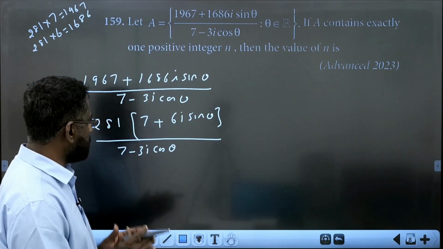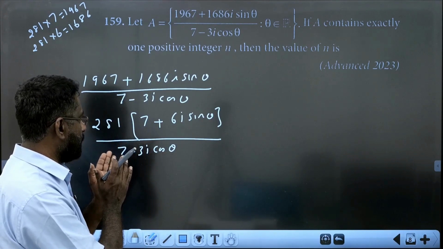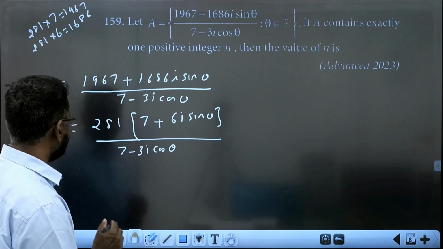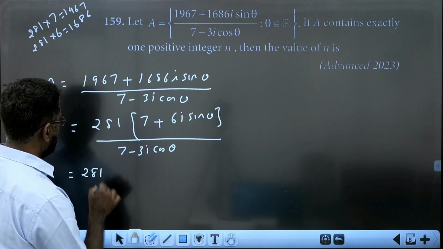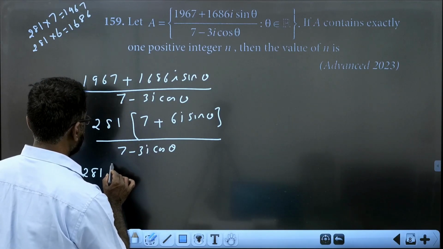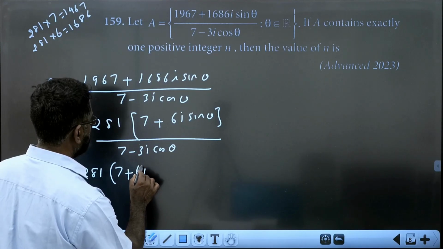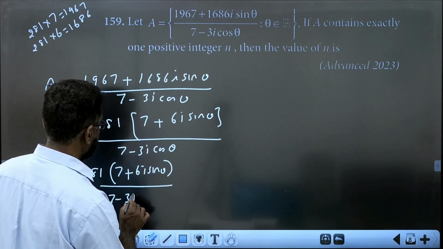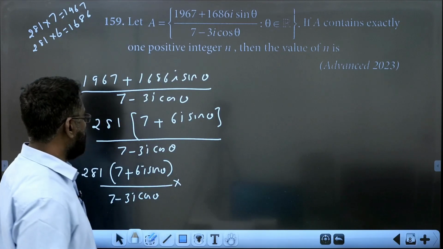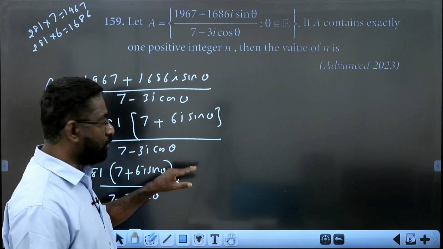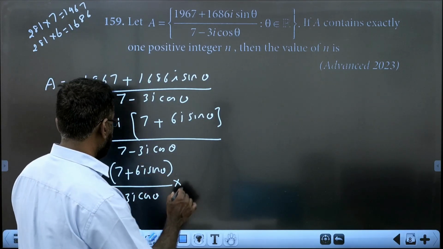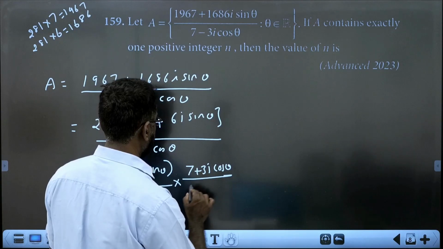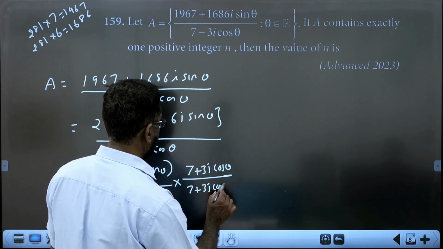In the next step, we have to split this into two terms, the real term and the imaginary term, because it is a complex number in the p plus iq form. A equals 281 into (7 plus 6i sin theta) divided by (7 minus 3i cos theta). Multiply the numerator and denominator with the complex conjugate of the denominator, 7 plus 3i cos theta.